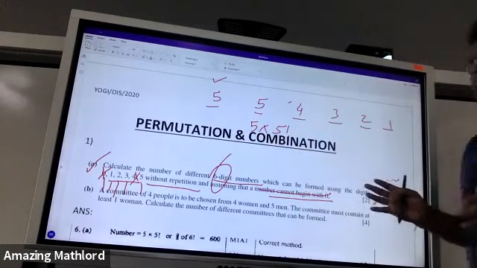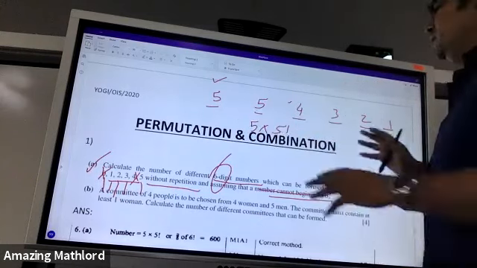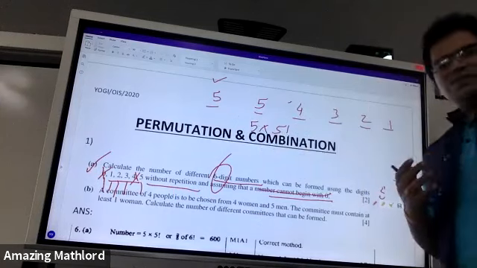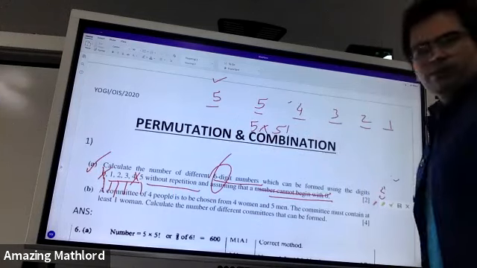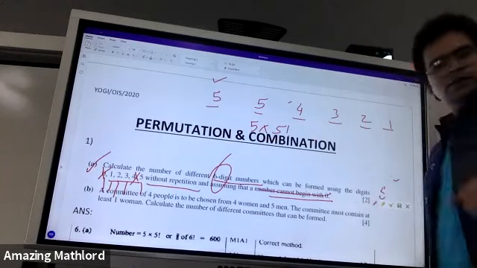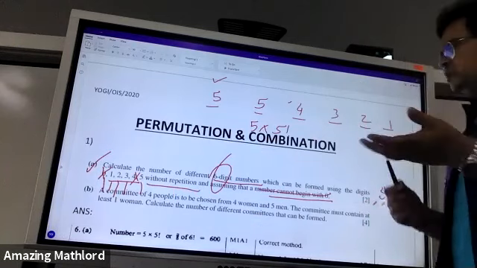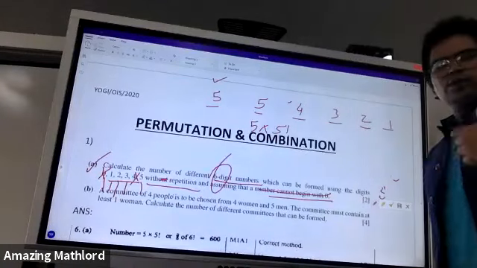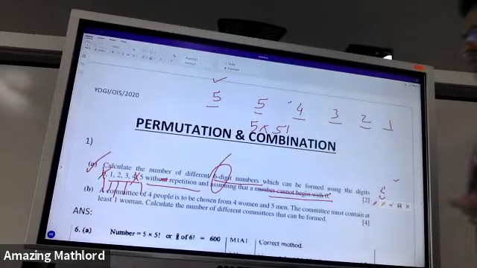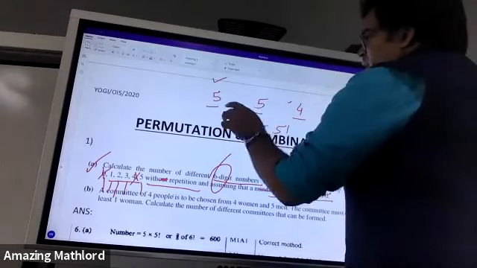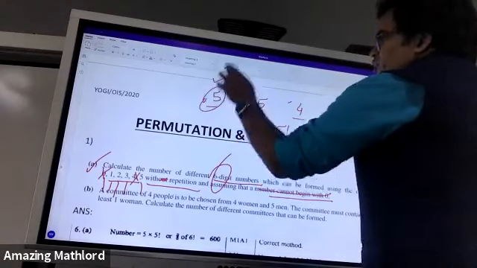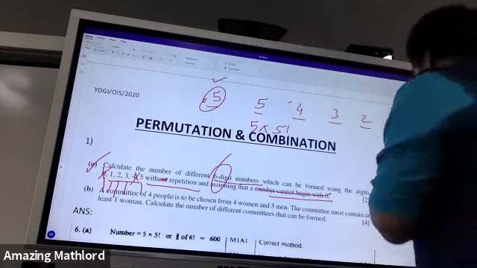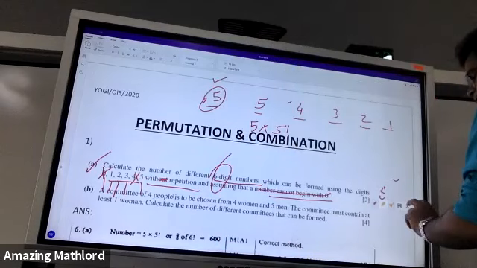So this is basically the number of different 6-digit numbers that can be formed with the given digits, and none of the digits will be repeated. Now I'm just altering the question. What if it is with repetition? If the problem was with repetition, in that case, you will have 5 choices for this digit, but for the remaining digits, I'm just going to redraw this.